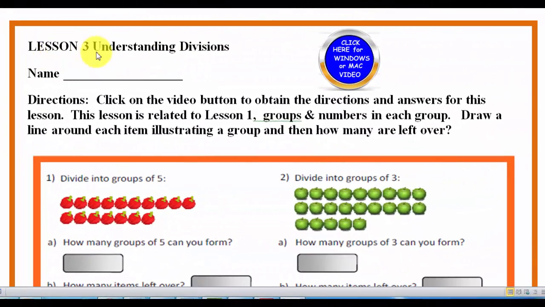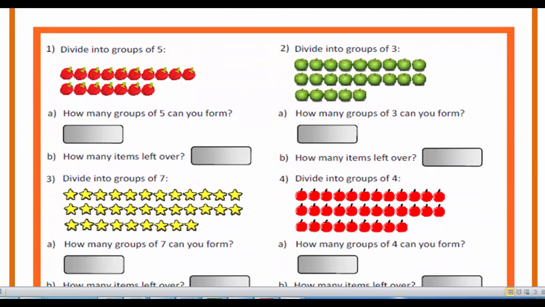You're looking at Lesson 3, Understanding Divisions. Now, hopefully you clicked on this button here so we can provide you with directions and answers. You'll notice what we're doing here is basically the same thing we had in Lesson 1, only a little bit more sophisticated. What I'd like to have you do is look at each one of these and decide the groups and how many in this case are left over.